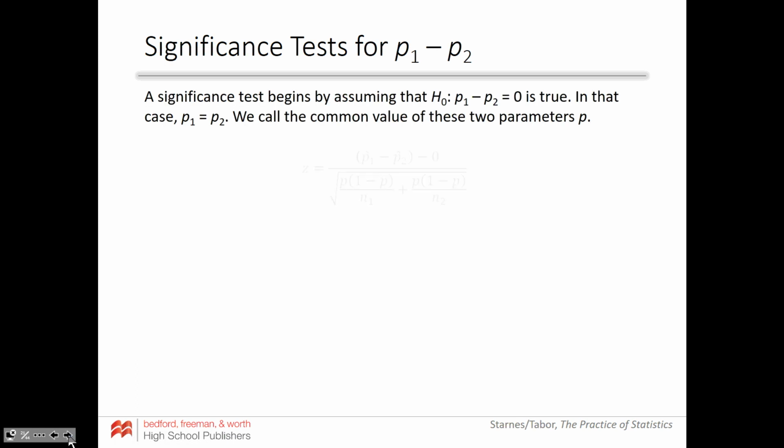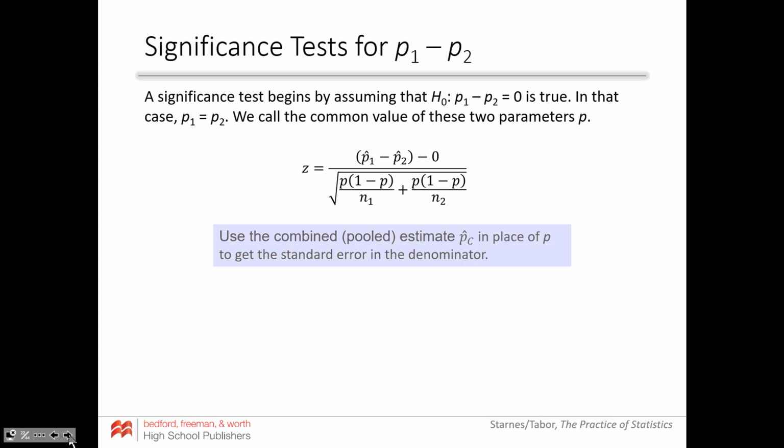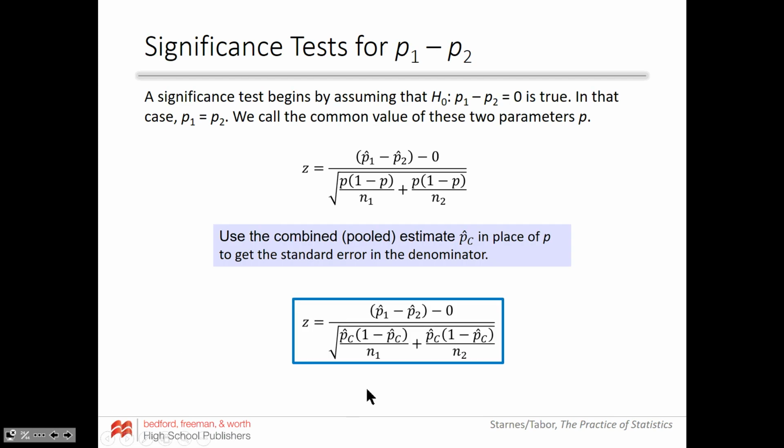Instead, we're going to use this denominator here. So we're going to use the combined, or sometimes that's called pooled. You should be familiar with that terminology as well. We're going to use that combined formula for the standard error. Okay, and again, the reason we do that is because we are assuming that H0 is true. And if we assume H0 is true, then we're assuming that P1 and P2 are equal, so we should combine those.